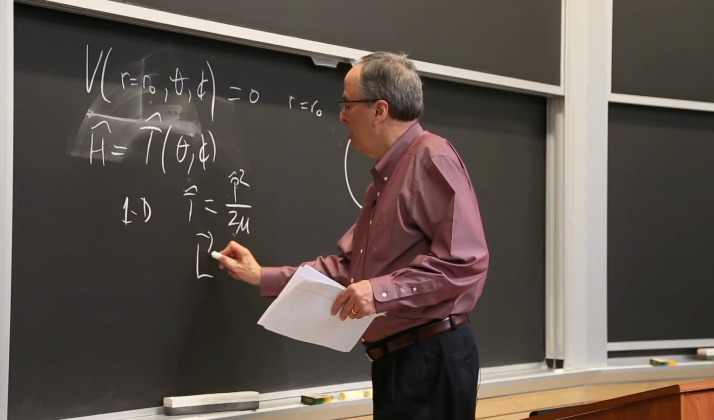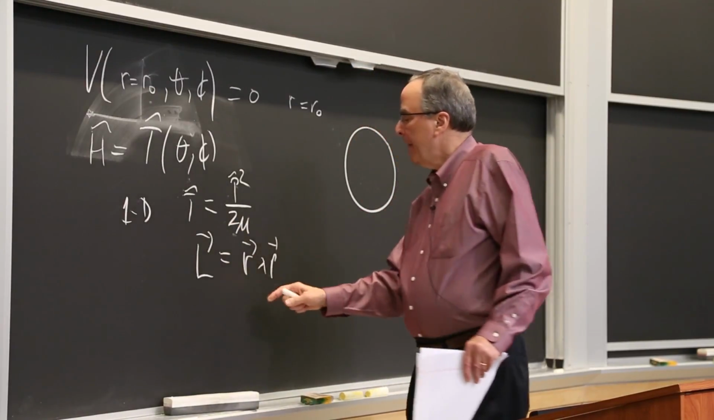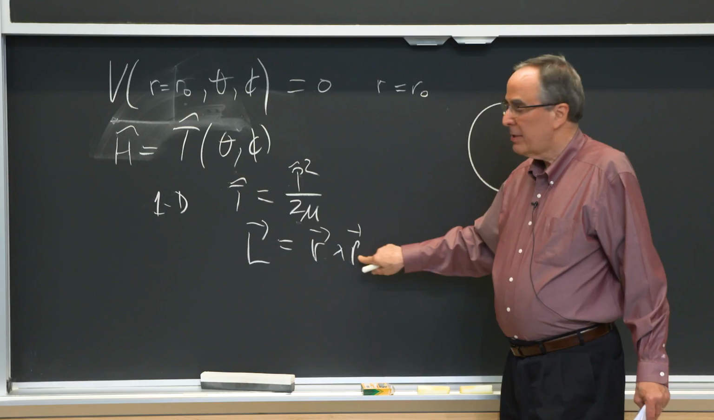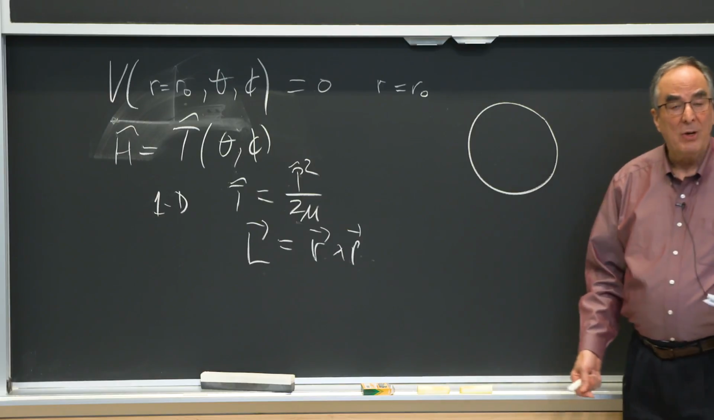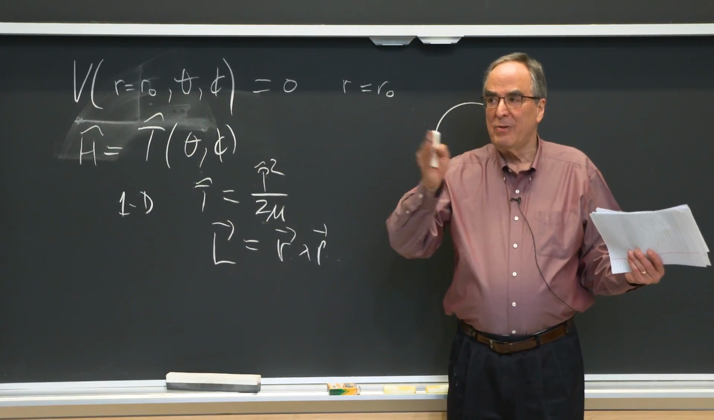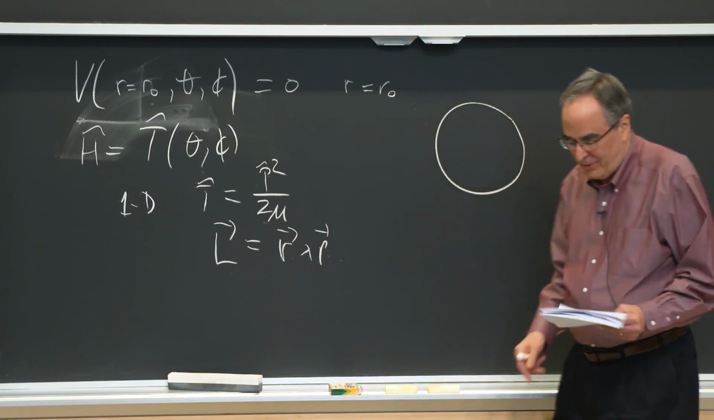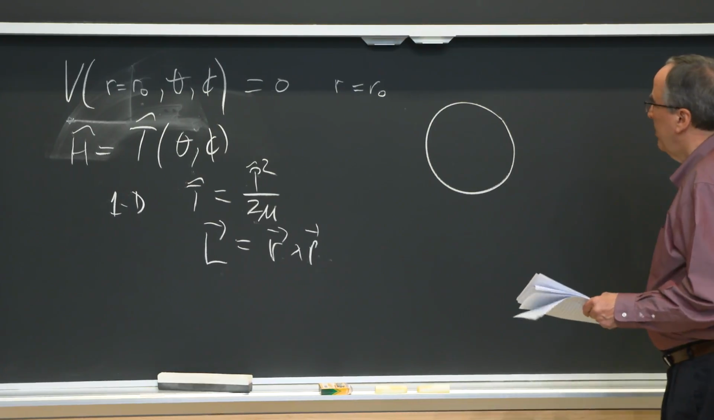We know that the orbital angular momentum is r cross p. So these are 2 vectors. Cross product is a vector. We know all that stuff. We know how to write the cross product in terms of a matrix involving unit vectors and stuff like that. You've done that before.